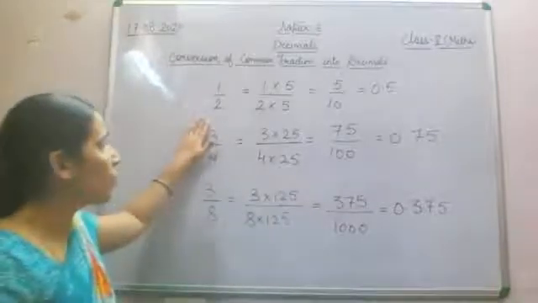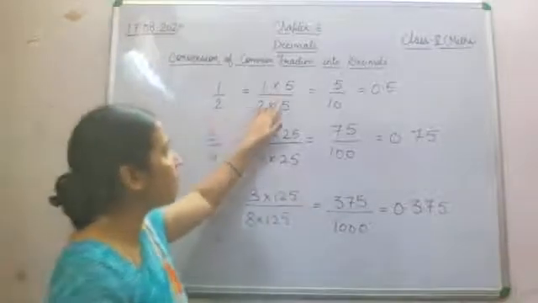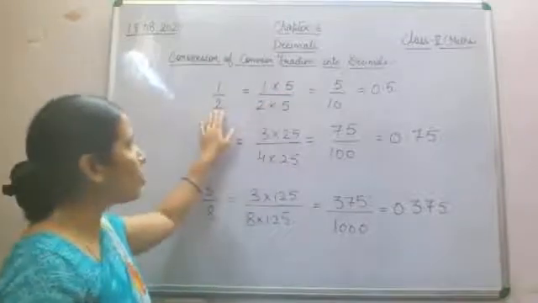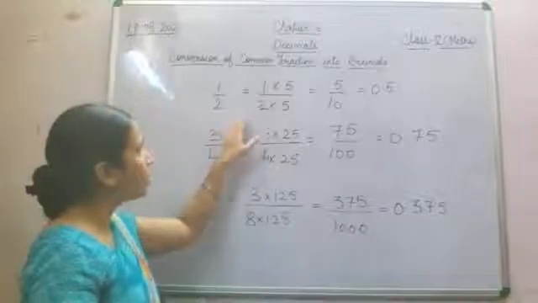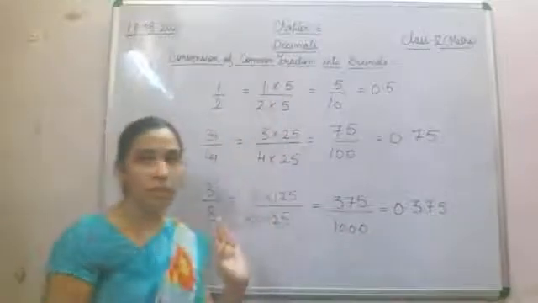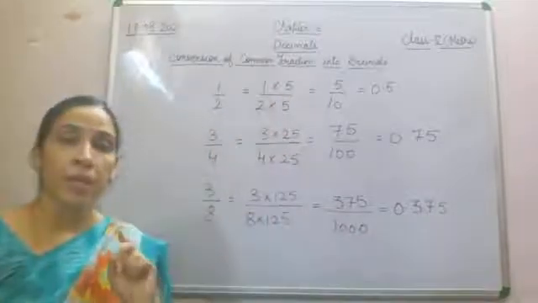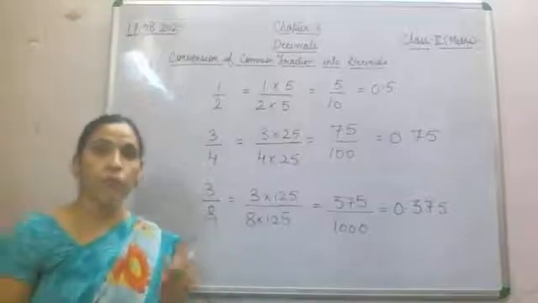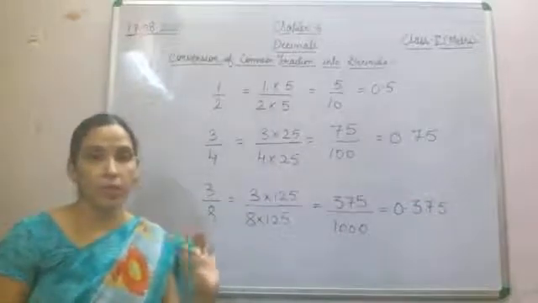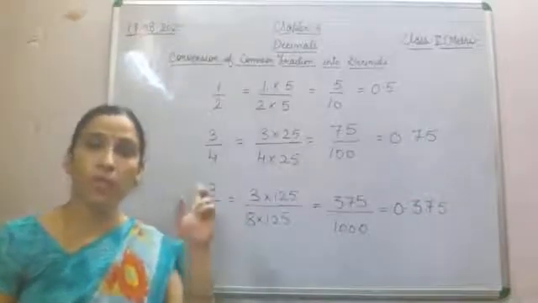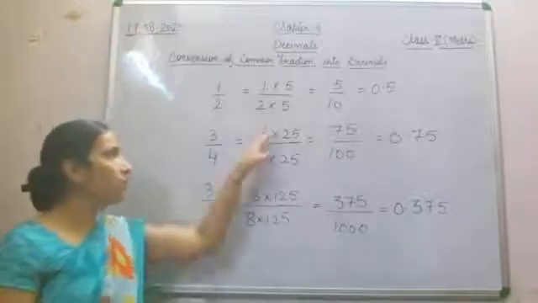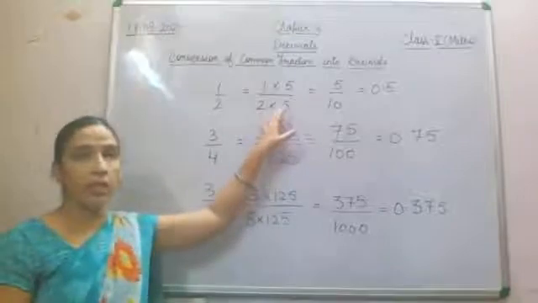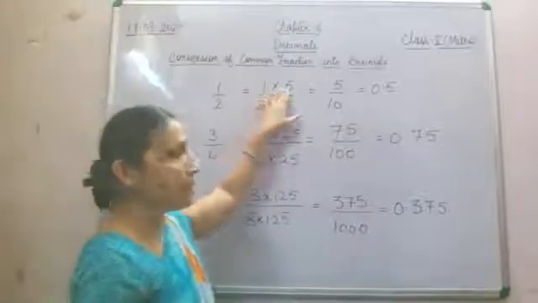Here we have multiplied by 5, because 2 can be converted into 10: 2 fives are 10. So 5 will be multiplied in the numerator. Whichever number you multiply with the denominator, the same number you multiply with the numerator also. If you are multiplying by 5 in the denominator, then 5 will be multiplied in the numerator.